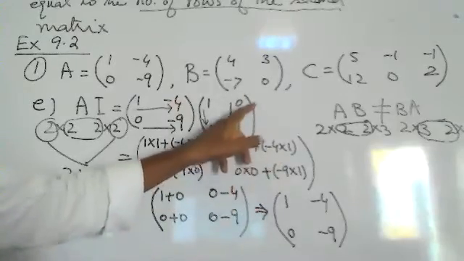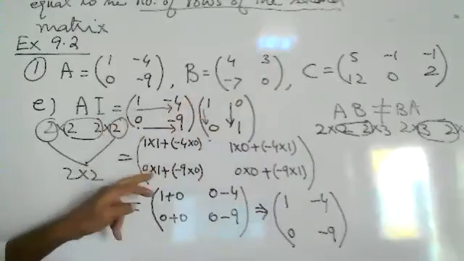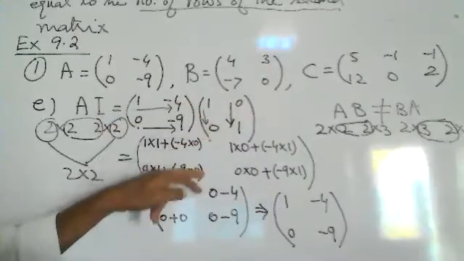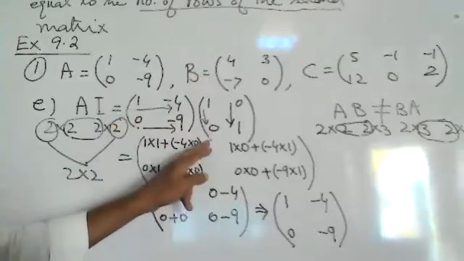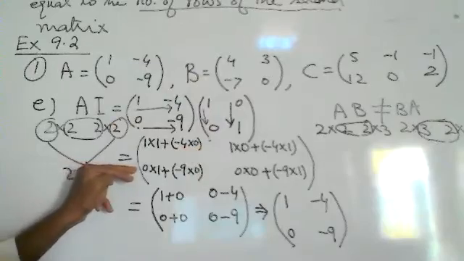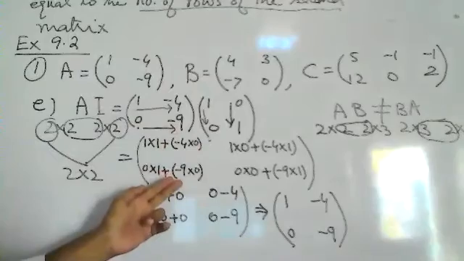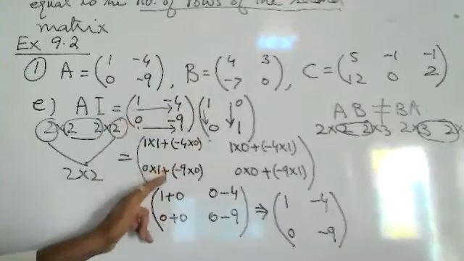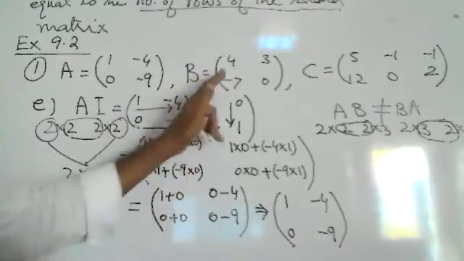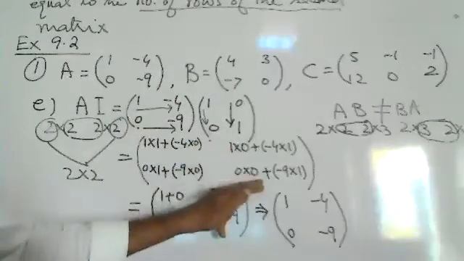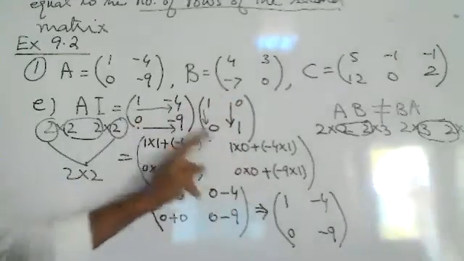Now the second column is over. There is no other column. So we'll start the second row. 0 into 1 plus minus 9 into 0. The second row is multiplied with the first column, so the answer will be written in the second row, first column. Then we start the second row, second column. The second row is multiplied with the second column. 0 into 0 plus minus 9 into 1.